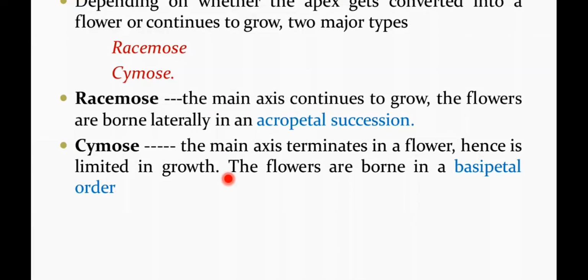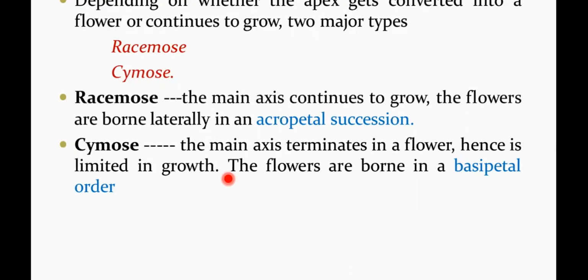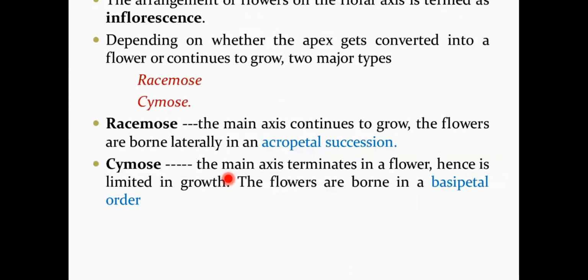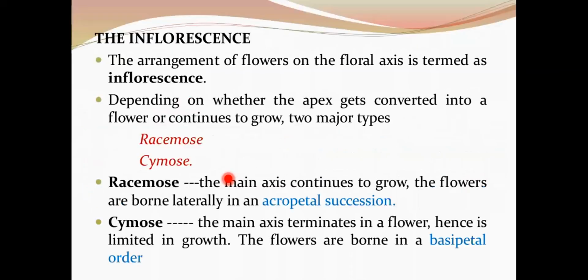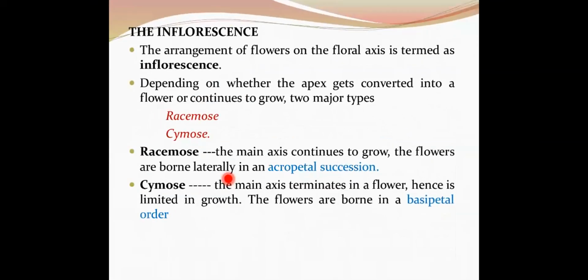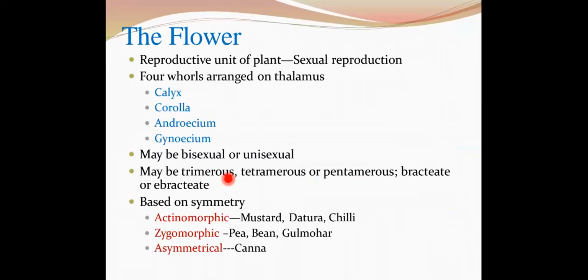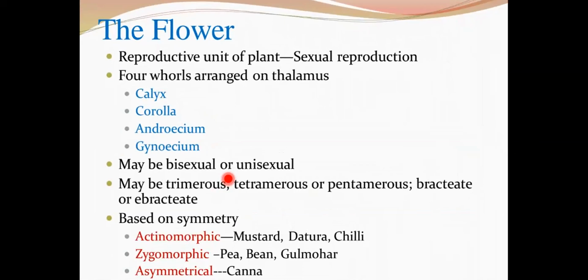Similarly, what is cymose inflorescence? The main axis terminates in a flower, hence it is limited in growth, and here the flowers are borne in a basipetal order. So these are the two major types of inflorescence. Proceeding ahead, we have the next part in this chapter as flower. Okay, so what is flower, students? We are very well aware of this particular term flower, which is nothing but the reproductive unit in case of angiosperms, and it is designed for sexual reproduction.